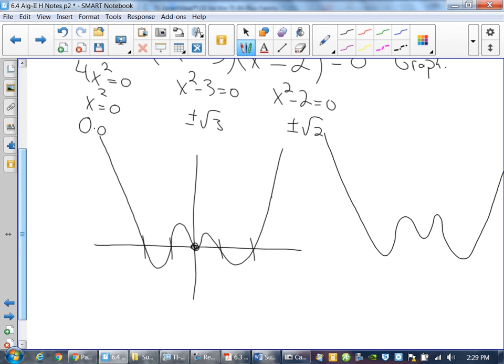I don't know where those localized maximums and minimums are going to occur, but since it's a 6th degree polynomial, I can have up to 6 zeros, and I can have up to 5 changes of direction. I know my tails are up, and I just follow it through.